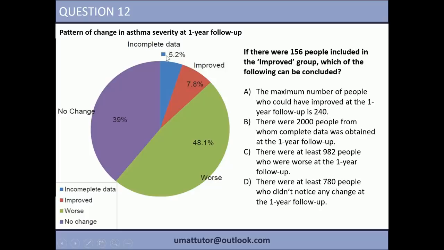If incomplete data here was 4.2%, then if you added the incomplete data and the improved group together, you would get 12%. And 12% of 2,000 is 240, and then A would be correct.